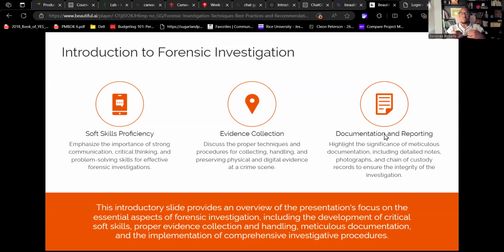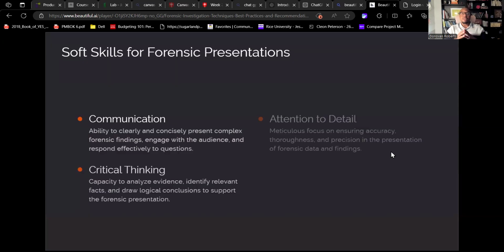This is really important because you need to have proper techniques and procedures for collecting, handling, and preserving the physical and digital evidence at a crime scene. And then lastly, the documentation and reporting. This is a very meticulous process, and it's really going to include a lot of detailed notes, chain of custody, just a lot of things that people need to take into consideration and be very detail oriented to ensure that the process is going properly. So let's talk a little bit more about soft skills for forensic presentations.